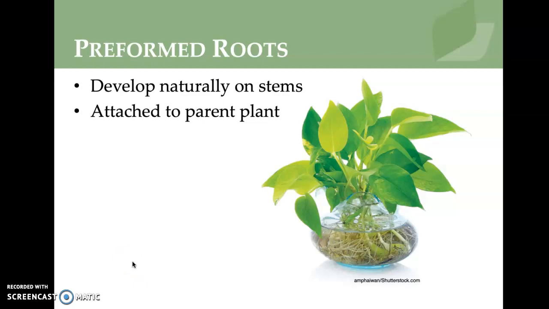This is actually showing you pothos. You guys have maybe seen these. These plants get super long, and you can see there's a whole bunch of roots in this container here. They're easy to propagate with preformed roots that emerge at the node. And the node, you'll see there's kind of one here. They'll kind of shoot out along the stem. Basically, if you do a cutting, they'll start to grow out roots.